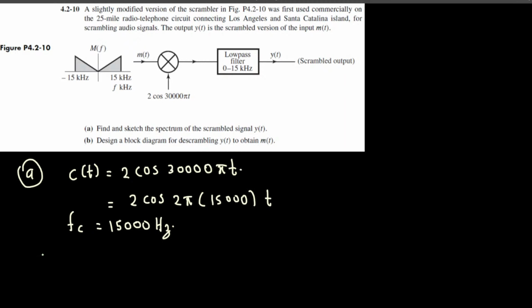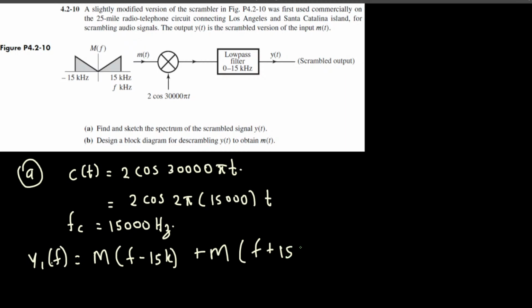Let's call this one y1 of f, or M of f maybe. That's going to be M of f minus the cutoff frequency, that is 15k hertz in this case, and then M of f plus 15k. So this is going to be the Fourier transform we are going to get.